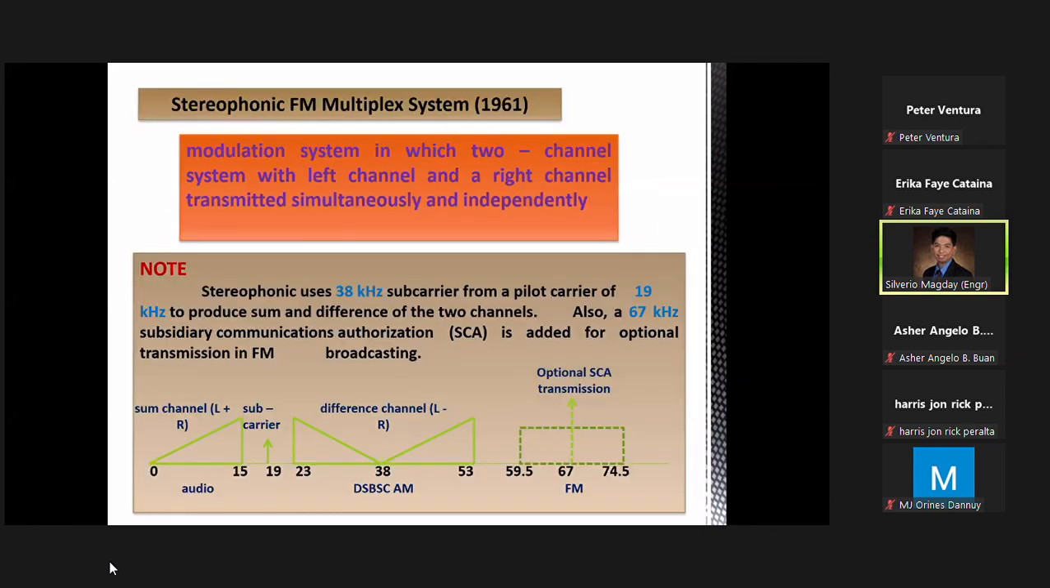Stereophonic FM multiplex system. This is a modulation system in which a two-channel system with a left channel and a right channel is transmitted simultaneously and independently. It is now used in televisions, wherein a stereophonic FM system uses a 38 kHz subcarrier from a pilot carrier of 19 kHz to produce some difference between the two channels.